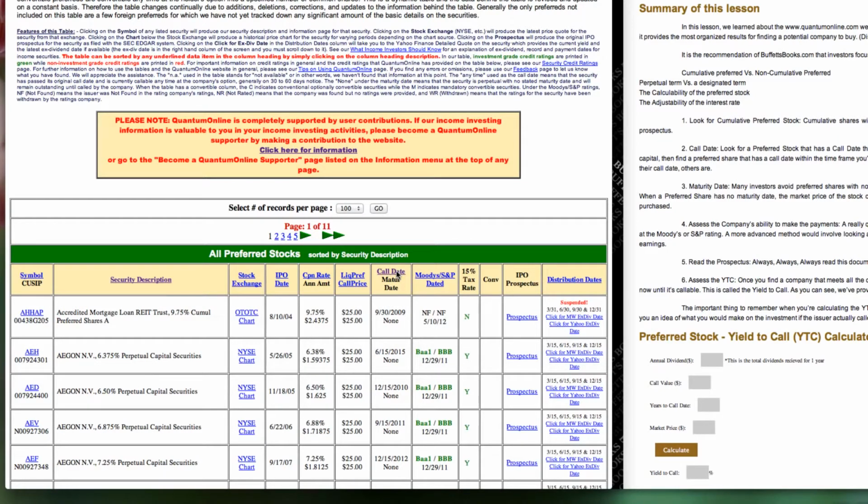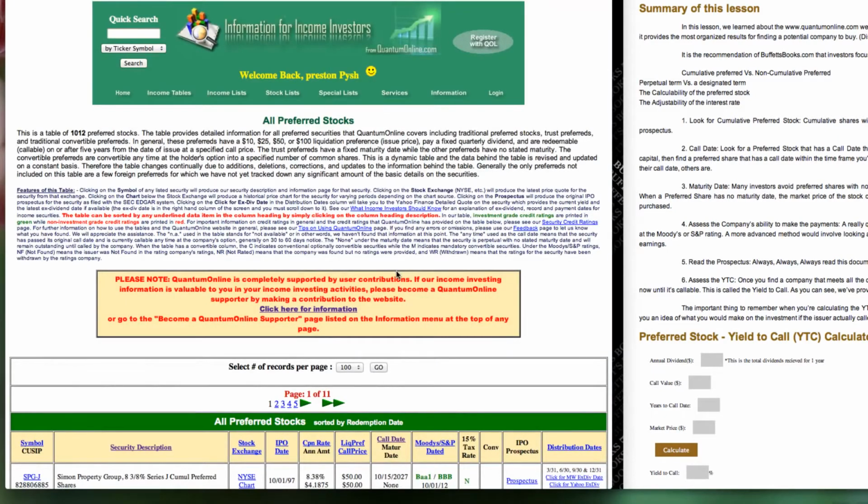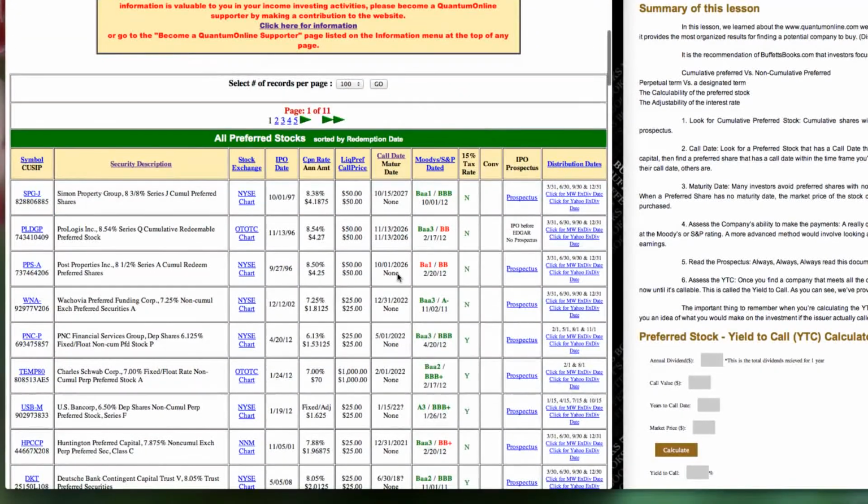So we go ahead and click on call date, and you can see that it pulled up all these securities based off of the longest call dates. And if you went through the next couple pages, you'd see that the call date keeps decreasing. So here, this very top one is for Simon Property Group. And you can see it has an 8 3/8% yield on the dividend. And this is a cumulative preferred stock, which is good.